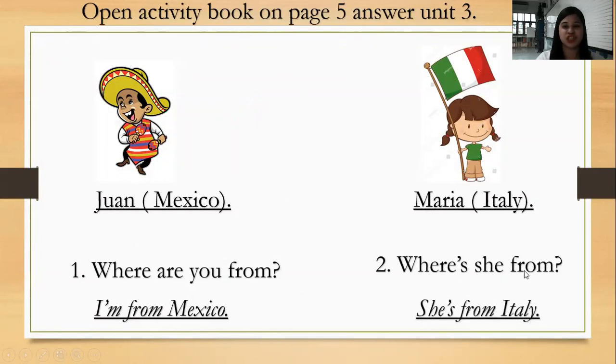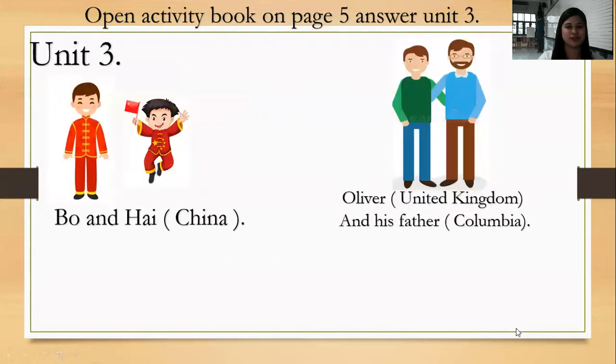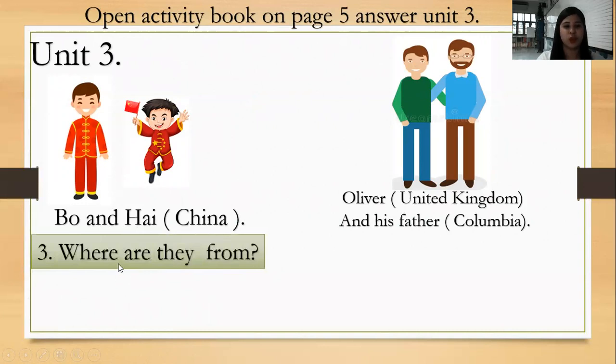Where is she from? She's from Italy. Again, where are you from? I'm from Mexico. Where is she from? She's from Italy. Very good. Next, Boo and Chai. Boo and Chai are from China. Where are they from? They're from China.